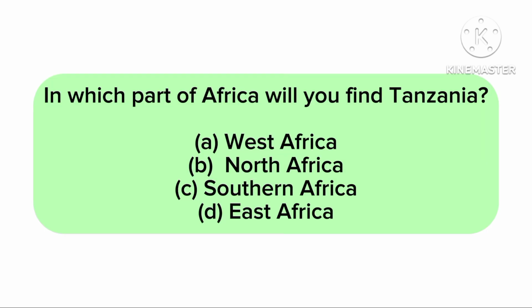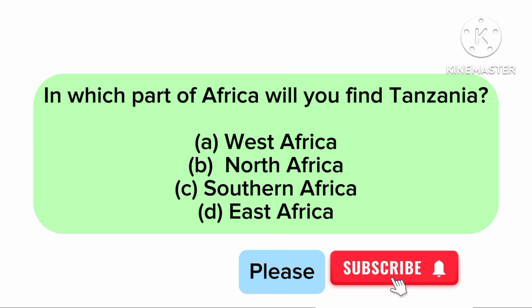Now, the next question: in which part of Africa will you find Tanzania? You find Tanzania in East Africa. Examples of countries that are in East Africa include Rwanda, Ethiopia, Kenya, Botswana, Namibia, Burundi, etc. So the correct answer is East Africa, option D.